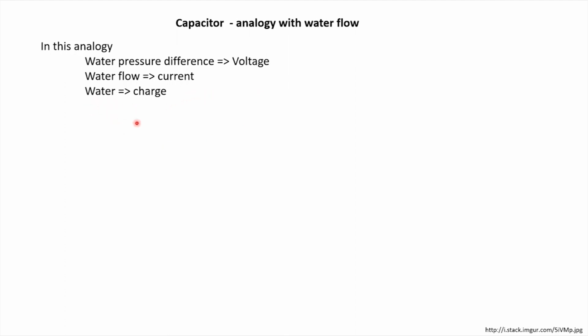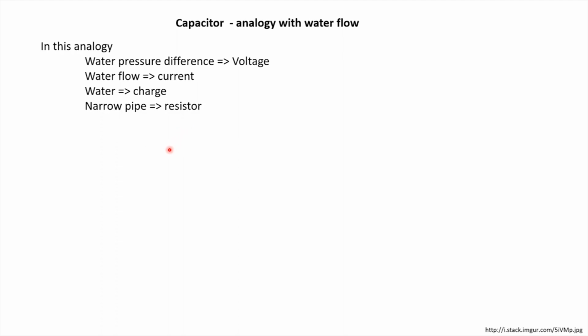In the previous video, we had developed an analogy between current flow in an electrical circuit and water flow. In that analogy, we saw that pressure difference in the case of water can be compared to voltage in the case of electrical circuits, and water flow itself can be compared to the flow of current, and the amount of water that has flown can be compared to the amount of charge that has flown in the electrical circuit. In this analogy, a narrow pipe can be compared to a resistor.